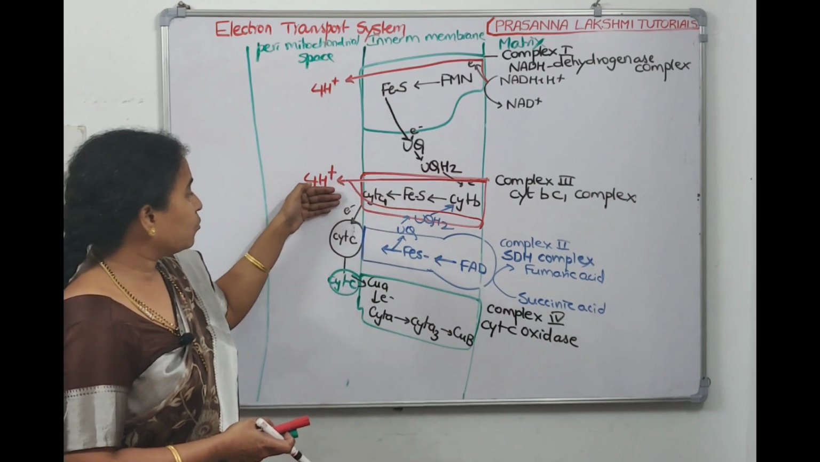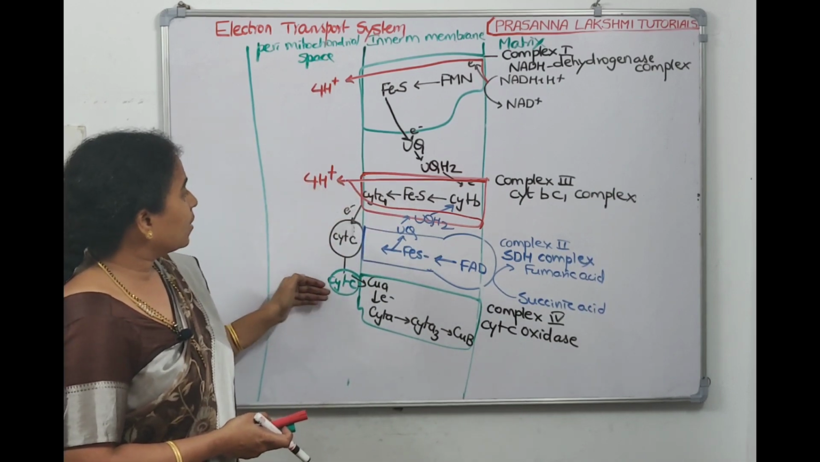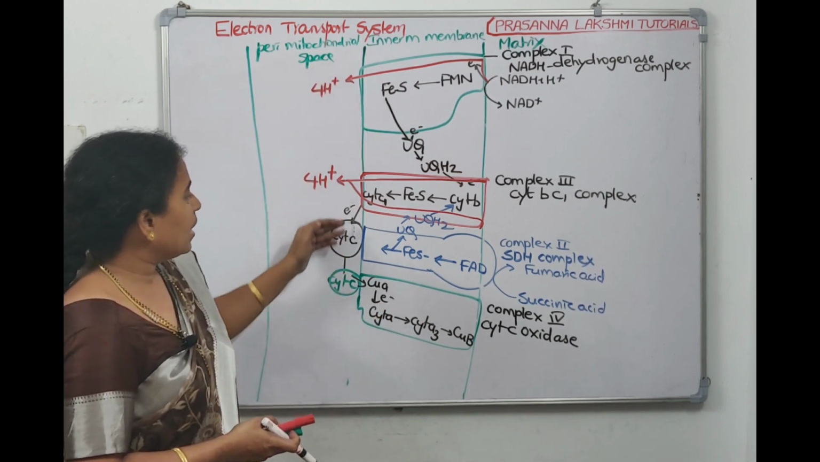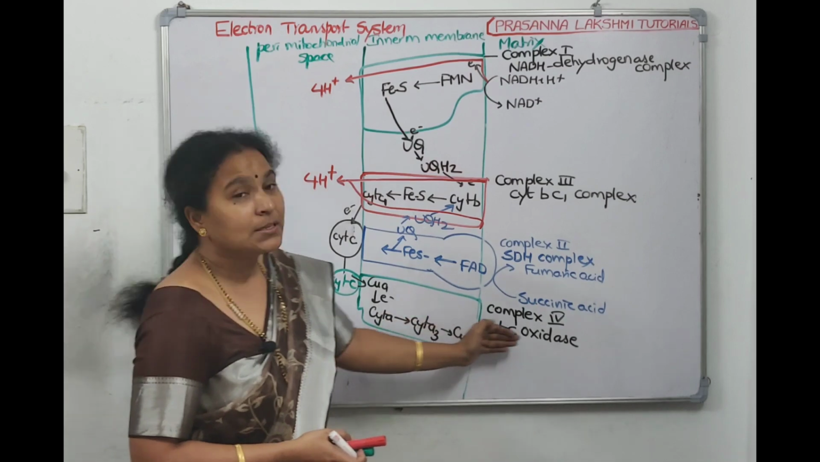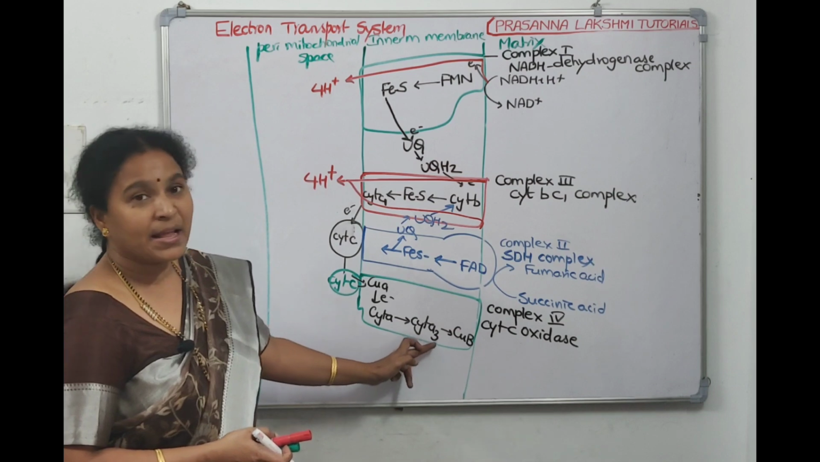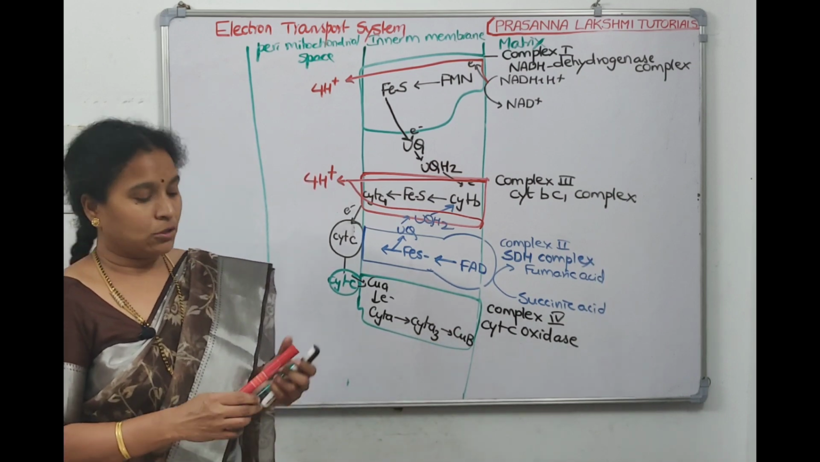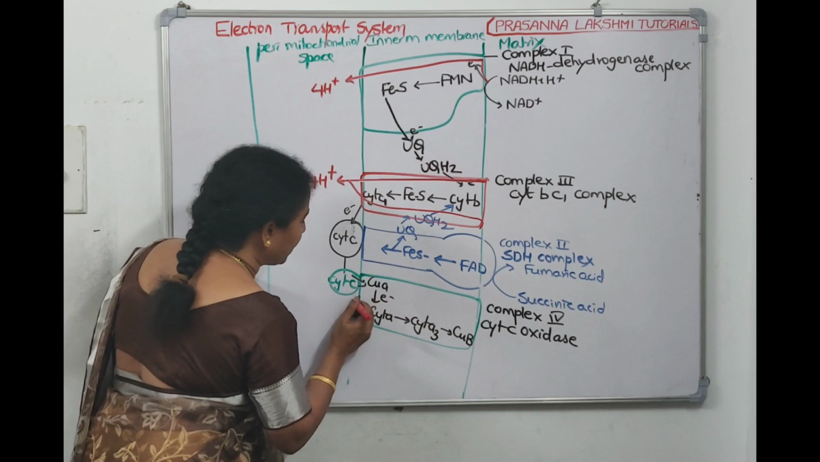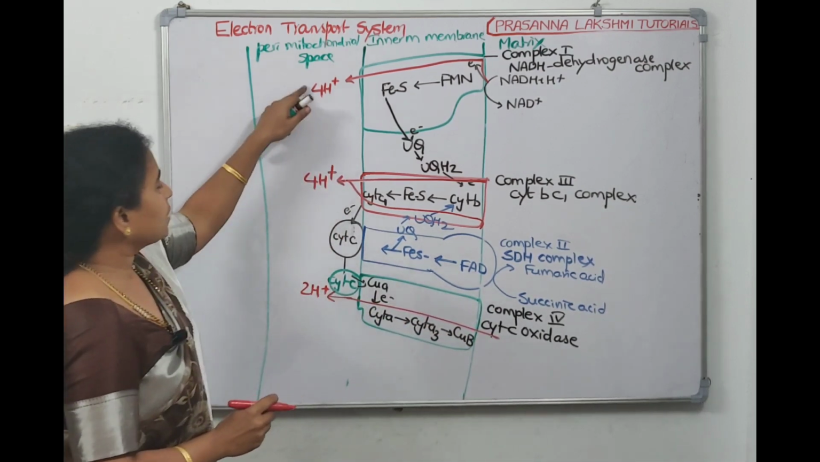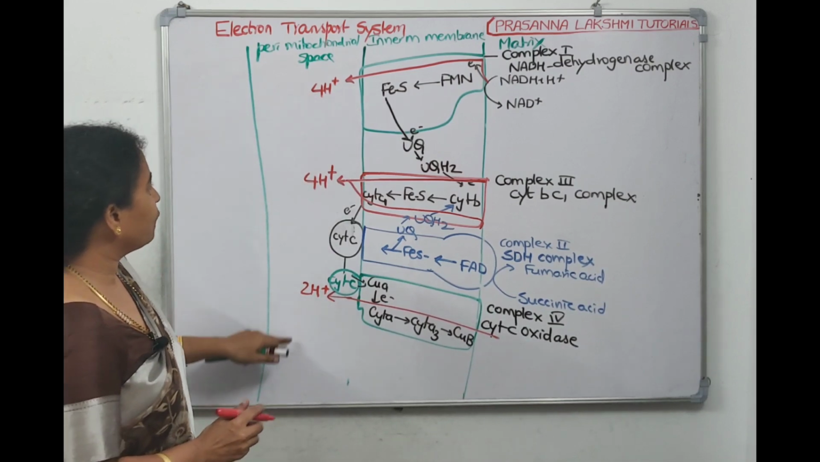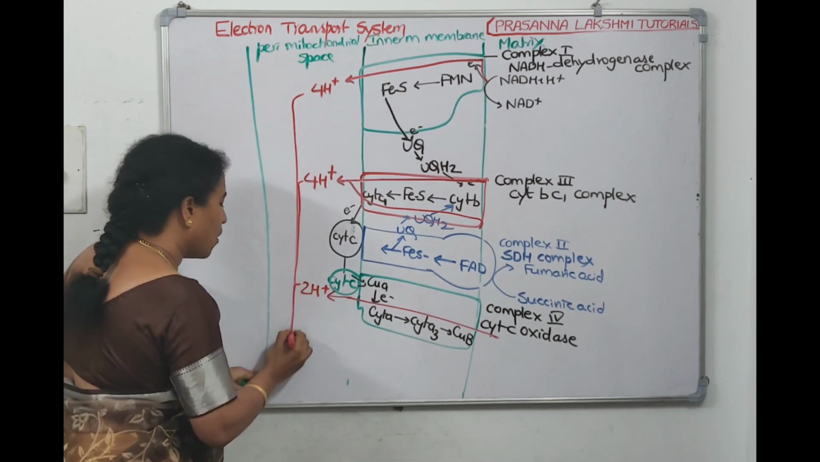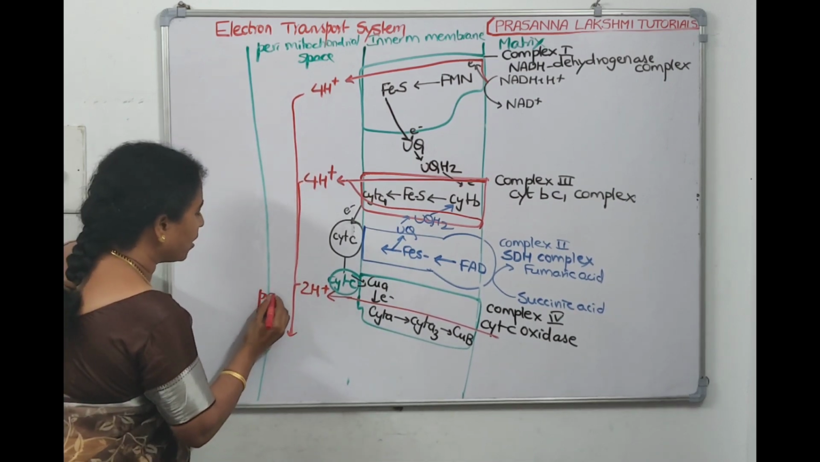From there the electrons will come to another mobile carrier, which is located on the outer side of the inner mitochondrial membrane, and it passes the electrons to complex 4, which is called cytochrome C oxidase, which contains copper A, cytochrome A3 and copper B. At this point also 2 protons will come into the space. So totally, 4 protons accumulated here, 4 protons accumulated here and 2 protons accumulated here. Now all these protons will build up a proton gradient.